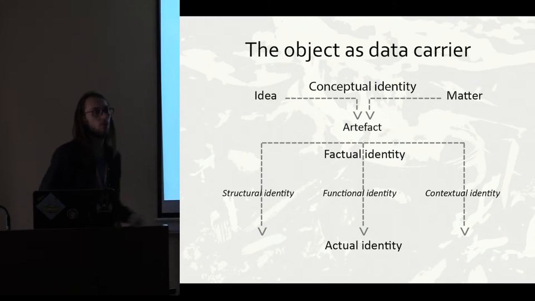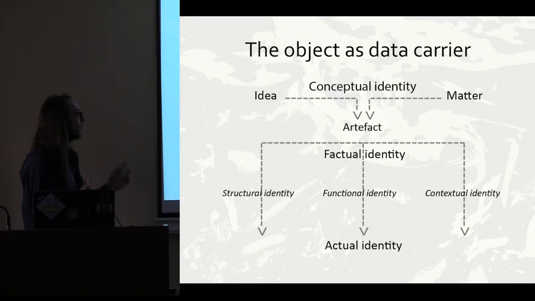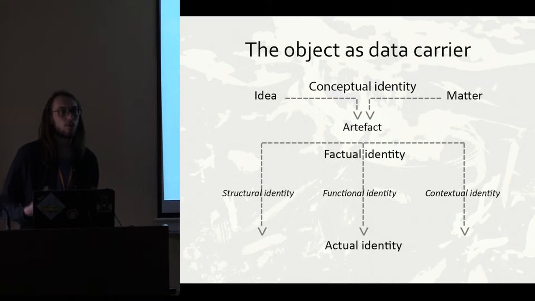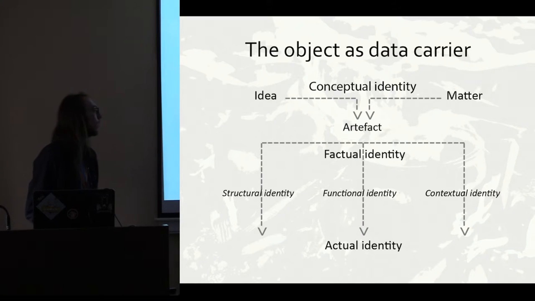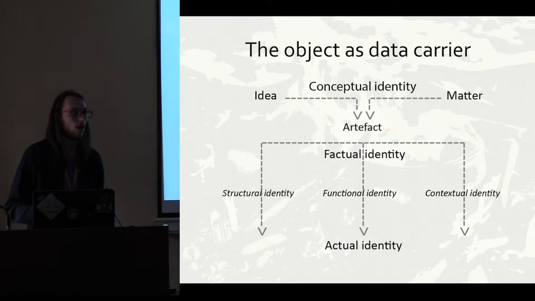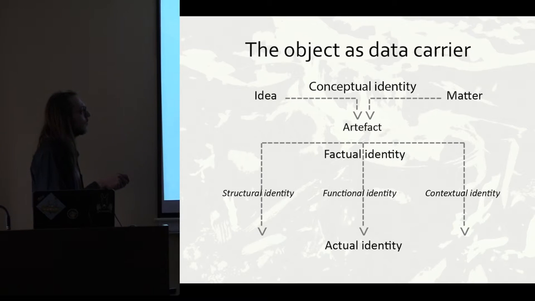This is about the original. If you put those two together, you get the factual identity. That's the moment the artifact is ready, after the process of making it. And sometimes the maker goes from the factual identity back to the conceptual identity, for example when developing his artifact. So this is not a straight line, it can sometimes go back.